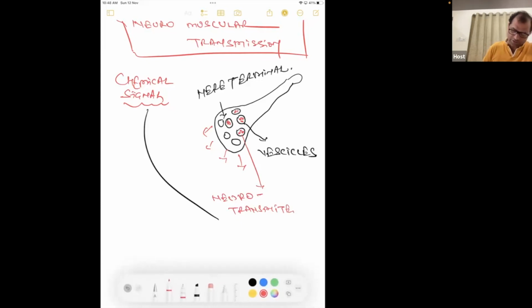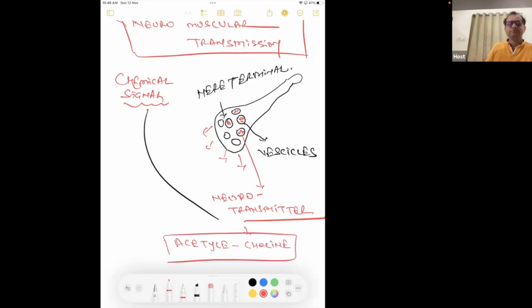The meaning of neurotransmitter is that it passes the message in the form of a chemical. And the neurotransmitter found in the nerve ending is acetylcholine. It's a very important neurotransmitter. If it decreases, then we will not be able to perform muscle movement. So in the vesicle, there is acetylcholine.